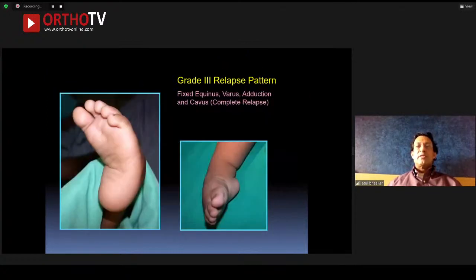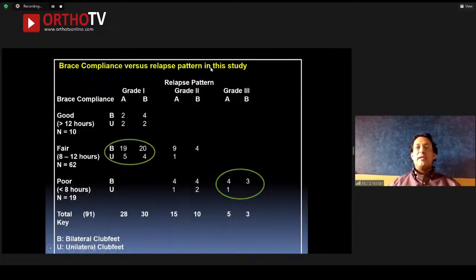So these are the ones we see in practice, and I think this is what Dr. Shinde also shows. Many of these feet which come untreated come like this. So you should define relapses and untreated feet differently. And we also look at the brace pattern and brace compliance.